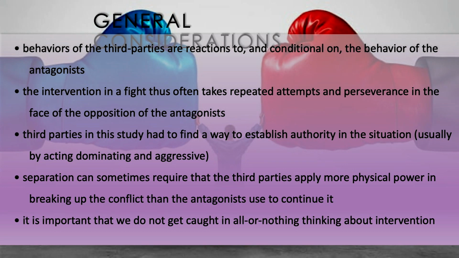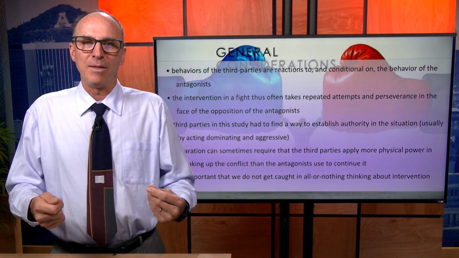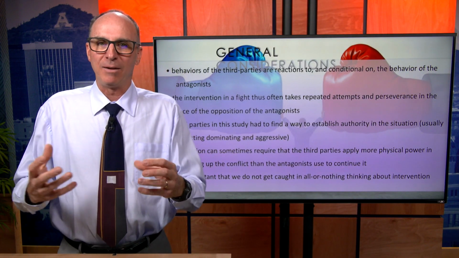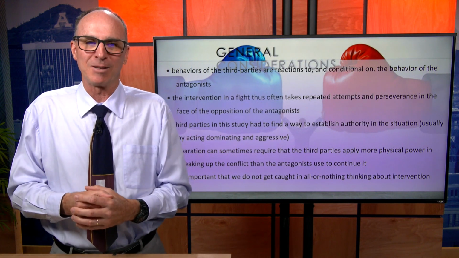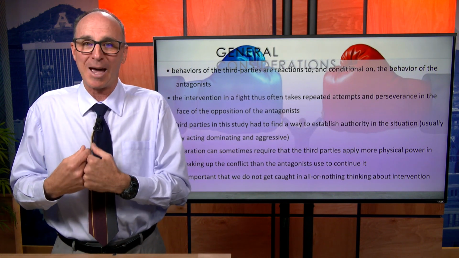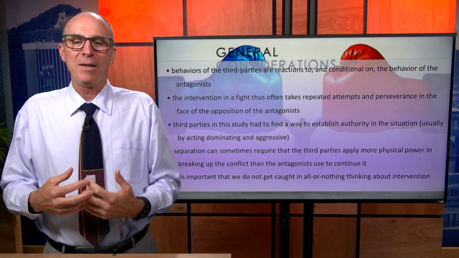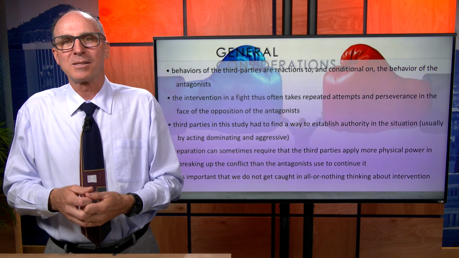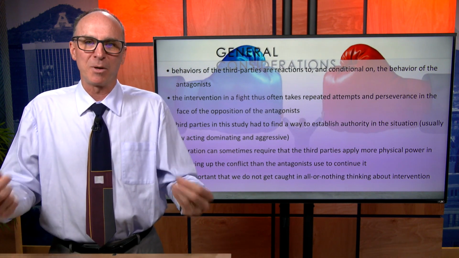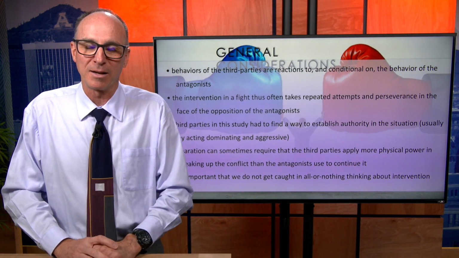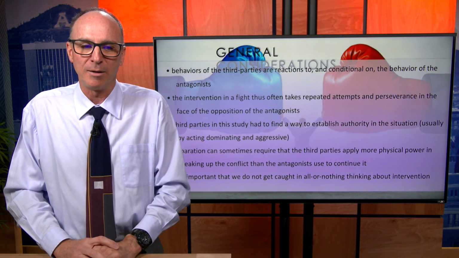Third parties in the study that were observed in the city center usually had a way of establishing authority in a situation. This is another key point. They would often get in there and act dominating and act aggressive. And they appeared to put up a kind of barrier that the antagonist probably felt, okay, the cost of continuing on this conflict is going to get too high, because now I have someone else pushing me around, trying to get me to stop fighting, as well as the person I'm trying to fight with. So that's an interesting indicator, because it tells us that you may need in a conflict situation to exert some dominance, some aggressiveness, if you really want to successfully intervene in a third-party conflict. And a lot of times, people may not be willing or able to do that.